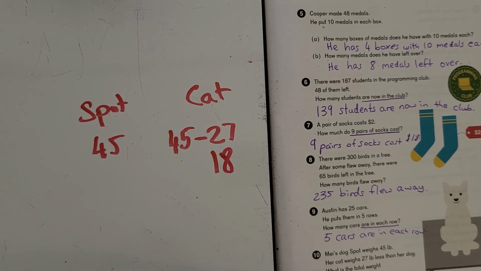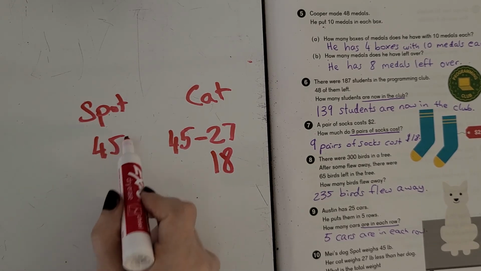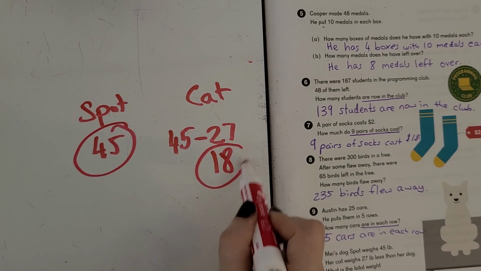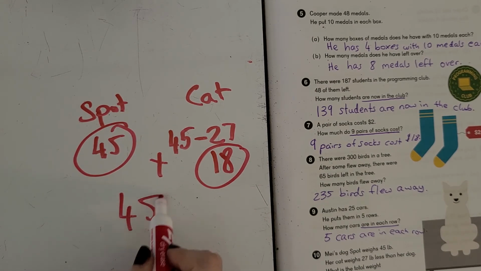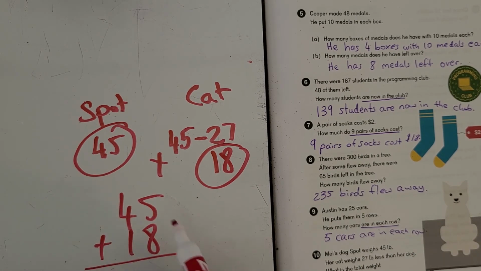So the question is not asking how much the cat weighs. The question is saying what is the total weight of both pets together. So we know the Spot is 45, cat is 18. How much do they weigh together? Let's add and find out. 8 plus 5. 8 plus 2 is 10. There's a 3 in here too. 10 plus 3 is 13. Carry over the 1. 4 plus 1 is 5. 1 more is 6. Our answer is 63 pounds.